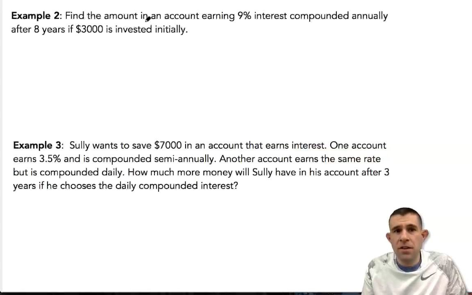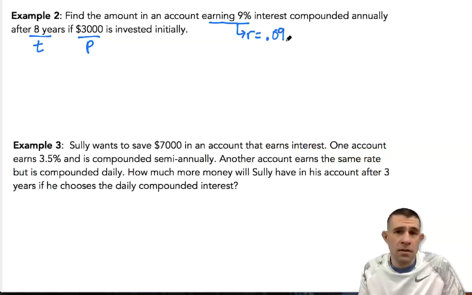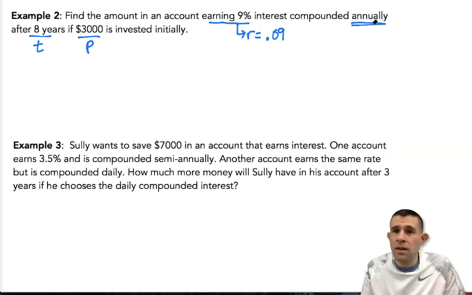Example 2 says to find the amount in an account that's earning 9% interest compounded annually after 8 years if $3,000 is invested initially. So the $3,000 represents P, our principal. 8 years represents T, the time it's compounded. Our rate, 9%, is going to be 0.09 as an interest rate, and we recognize that it's annually compounded.